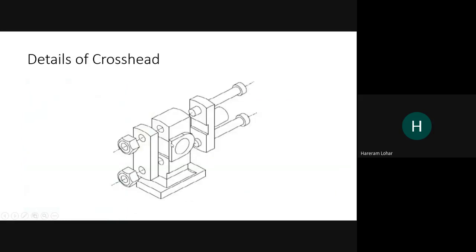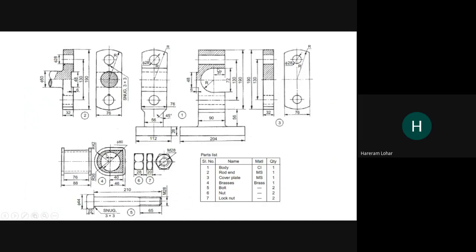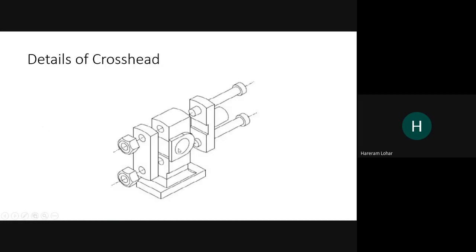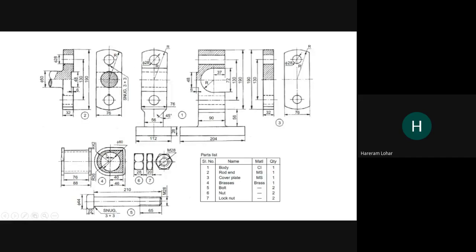So here the brass will be inserted. The brass will be inserted on that slot of the body. So this will be the front view of the brass. Now we'll go for the side view of the brass. So this is the front view. When we go for the side view, it will be of such type.